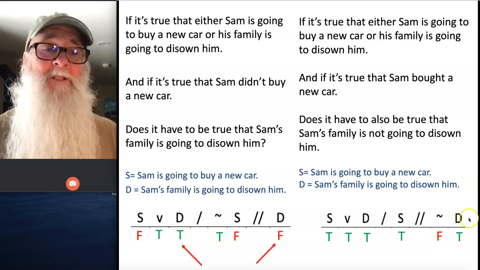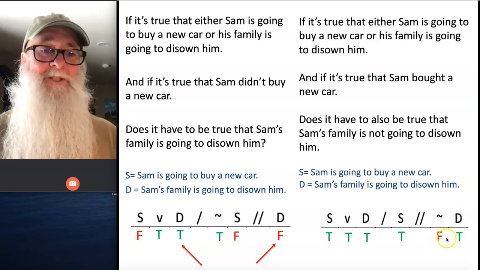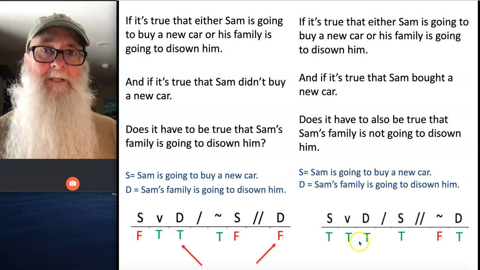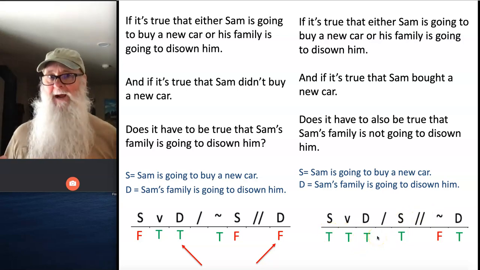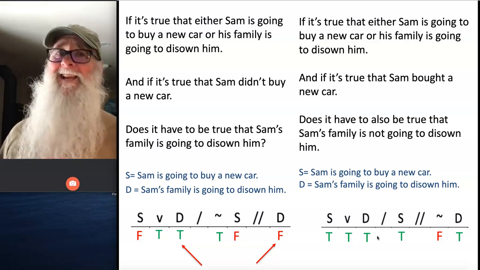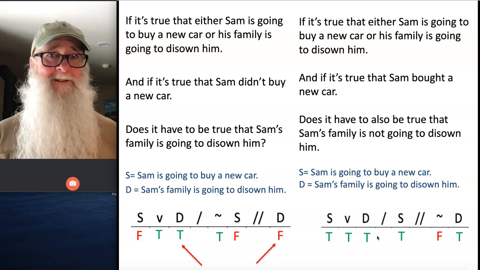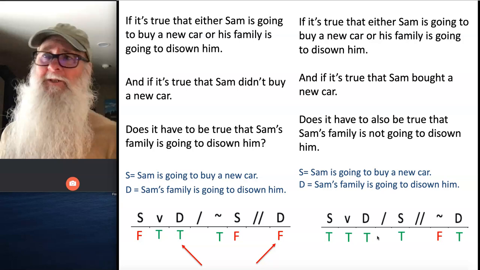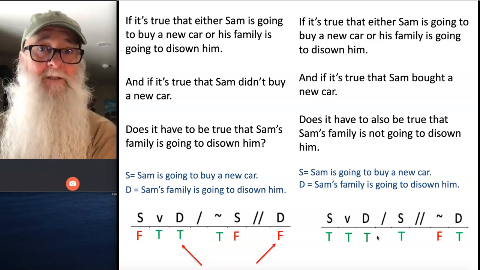Maybe they still will disown him. D right here is true. And D is true. Sam's family is going to disown him when the premises are all true. So maybe what happens is Sam stole the money to buy the new car from his family. His family said, yeah, the original agreement was either you're going to buy a new car or we're going to disown you, but we were assuming you weren't going to steal the money from us. And because you did, even though you bought that new car, we're still going to disown you.